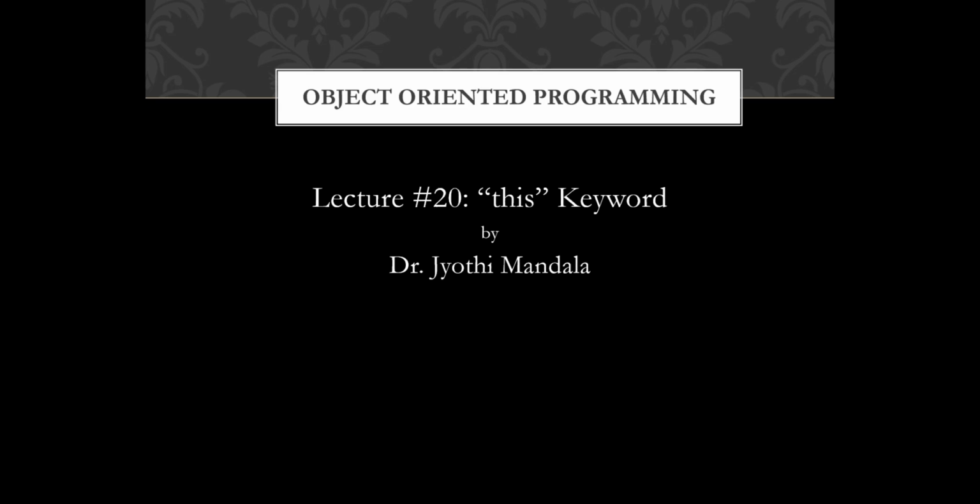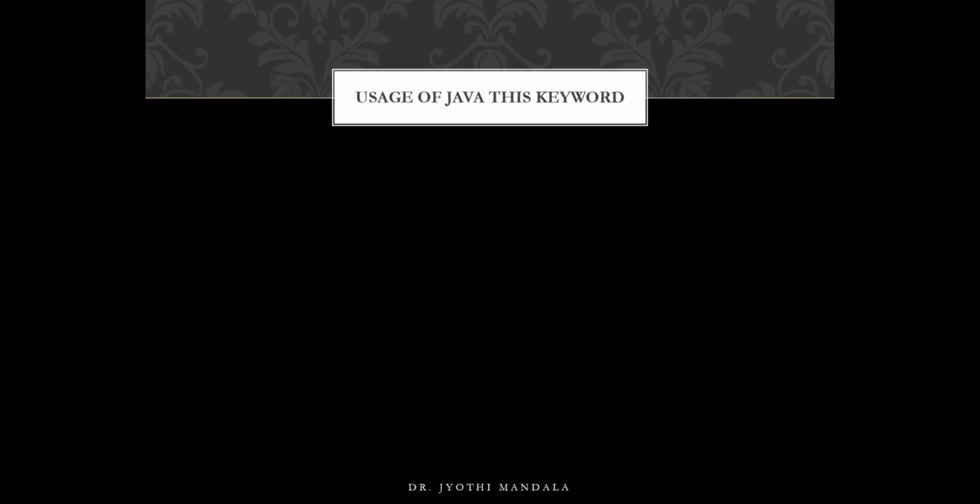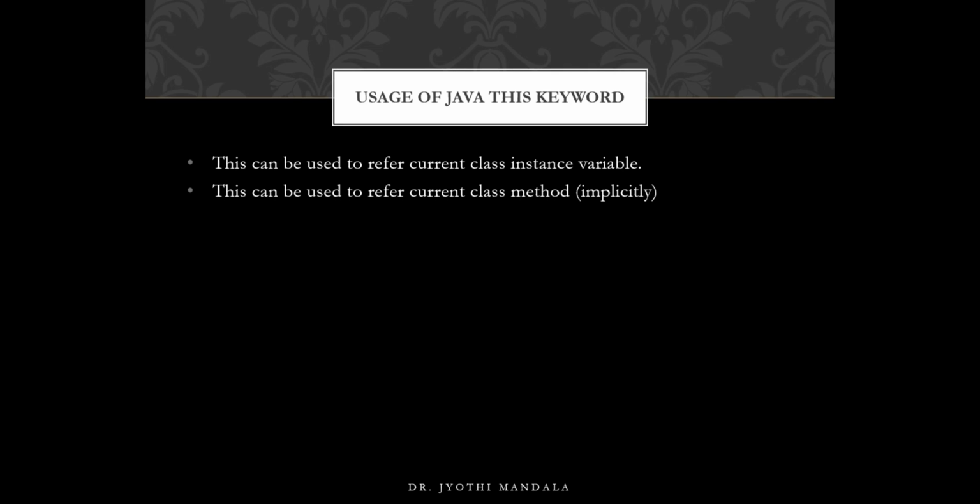So let us start today's class, where we are going to learn in how many ways this keyword can be used and what happens if we do not use it. Let me first highlight the ways we are going to use the keyword this. This can be used to refer to your current class instance variable, that means this can be used with instance variables in the class. This can be used to refer to your current class method. And this can be used to invoke the current class constructor also.